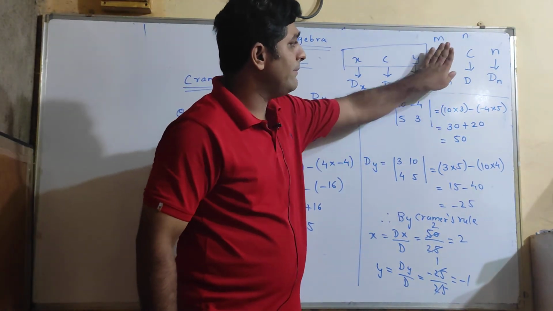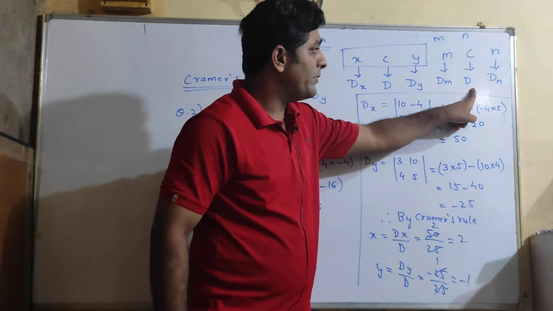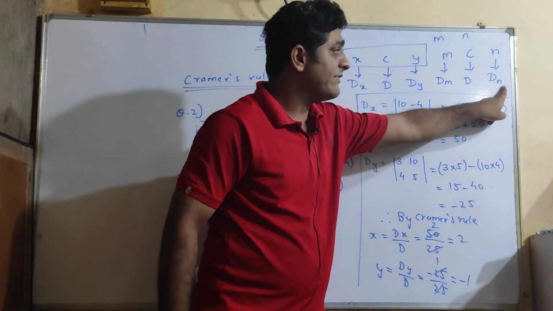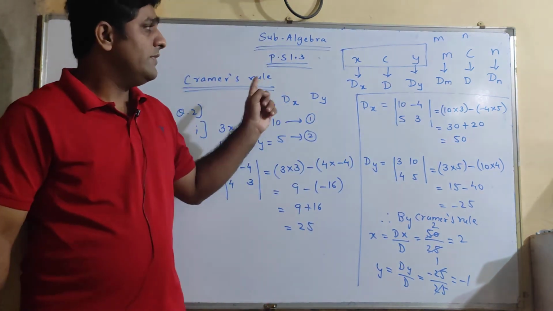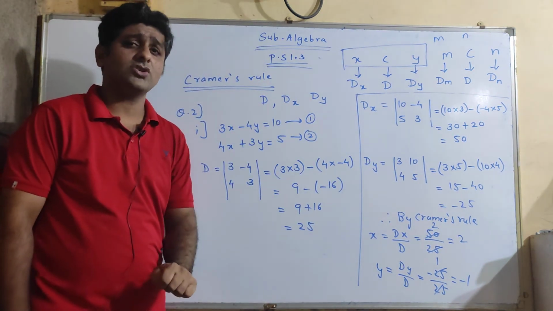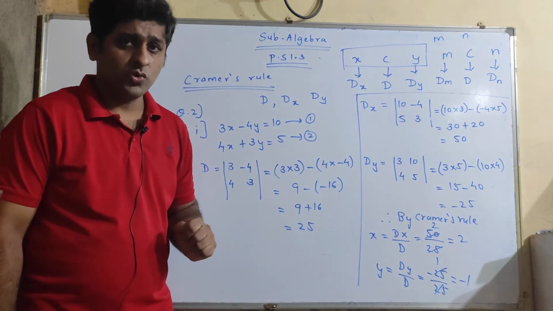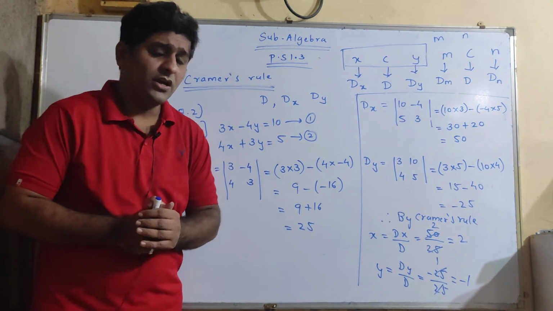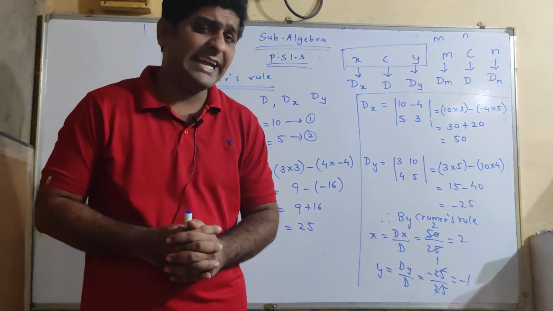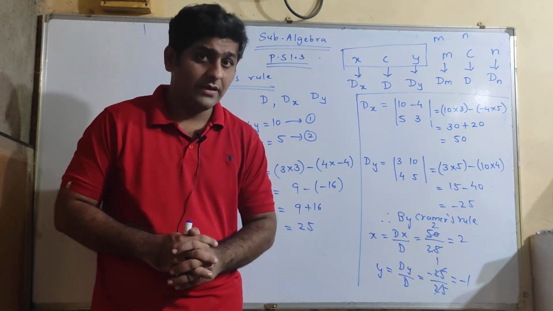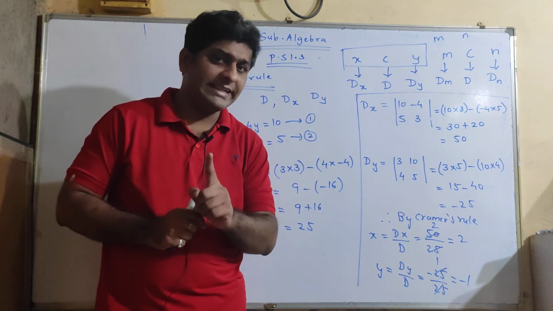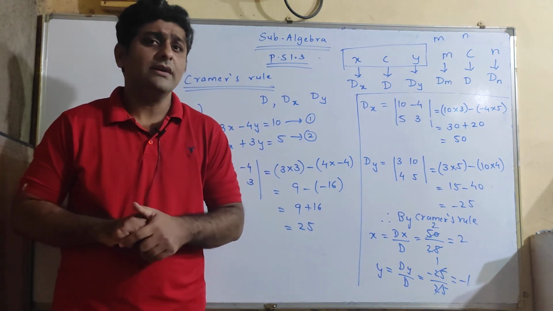If I am forming Dm, hide this. If I am forming D, hide this. And if I am forming Dn, hide this. So this is how we are going to solve the problems based on Cramer's rule, students. So your homework is, you are going to solve the entire practice set 1.3, that is problems based on finding the value of determinants and Cramer's rule.